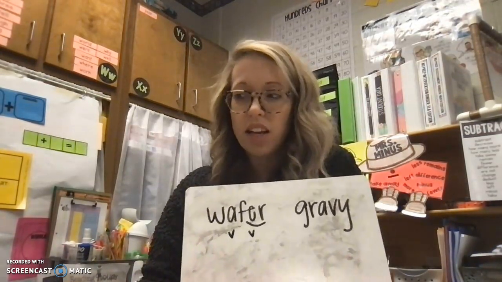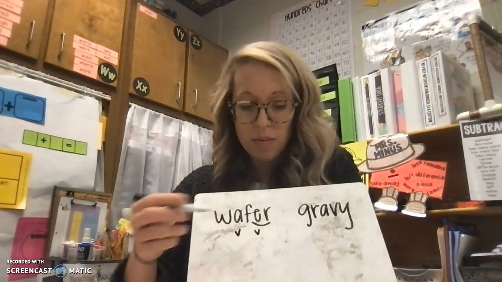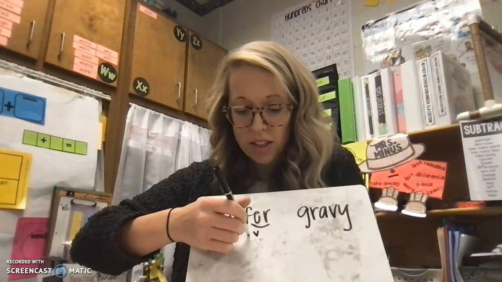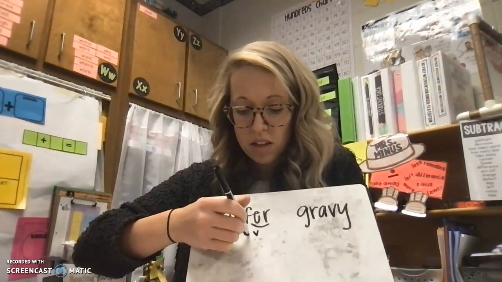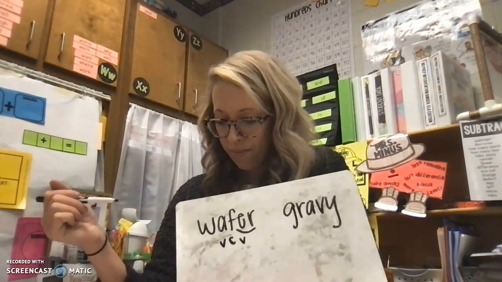Yeah, we have to look for the consonants. Okay, let's look for the consonants. And I see one consonant between this word, and it's right here. What letter is this? Yeah, letter F. It's letter F. So now we see that we have V, C, V.